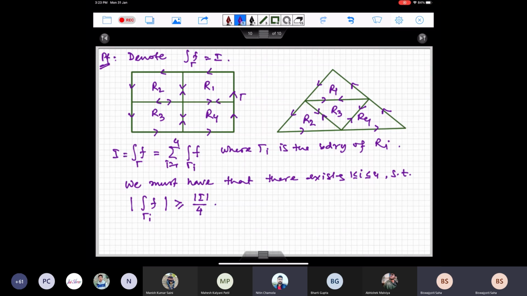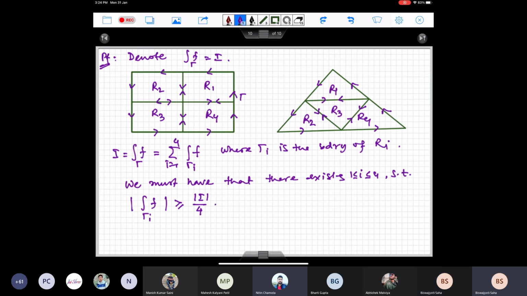If each of the 4 segments gives you in absolute value something less than mod I divided by 4, then the triangle inequality tells you that the absolute value on the right hand side is going to be strictly less than mod I, whereas the absolute value on the left hand side is equal to mod I. So you will get a contradiction. Therefore I definitely have one rectangle or triangle where the absolute value of the integral along its boundary is at least mod I divided by 4. Is it clear to all of you?